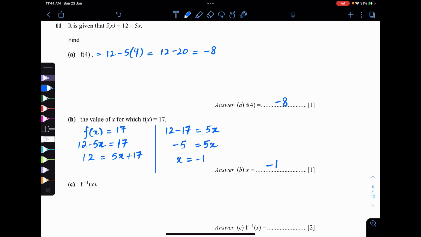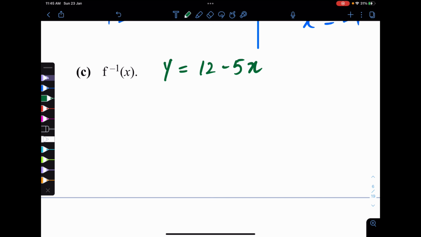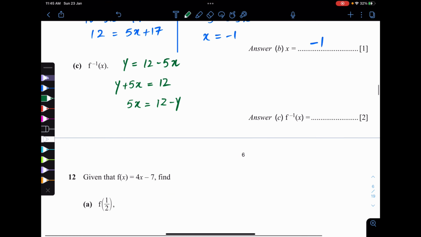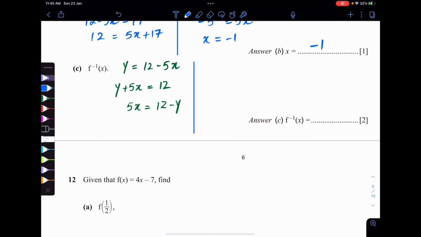Again, the step one is to replace f of x with y. Y is equal to 12 minus 5x. Now you have to make x the subject, and again over here you have to focus on the idea that firstly you have to make x a positive term. So y plus 5x is equal to 12, and 5x is equal to 12 minus y. Now if you're going to make x the subject, it's going to become 12 minus y over 5. And now make the two replacements. They're going to be f inverse of x is equal to 12 minus x over 5.